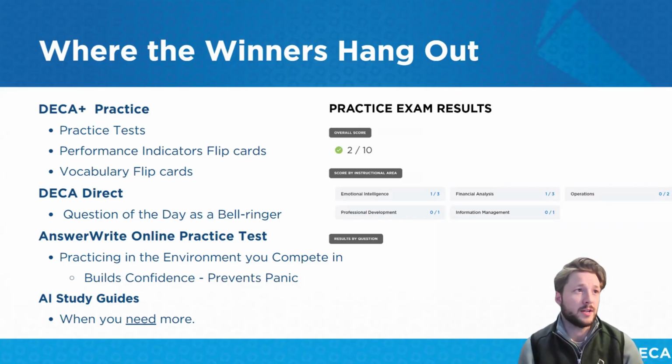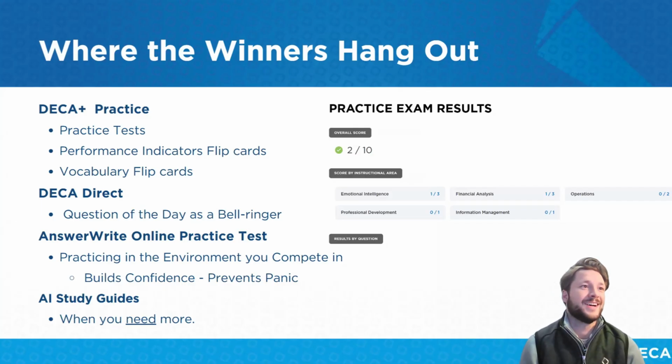One thing I appreciate about the practice tests over on DECA Plus is that there is the score by instructional area. That really gives the member some direction on where they need to prep next. You can see my results here, 20%. Just click through it. But you can see it's lots of areas for improvement. Now, if I had an 8 out of 10 and 0 out of 2 in operations, I know I can focus my preparation in operations.